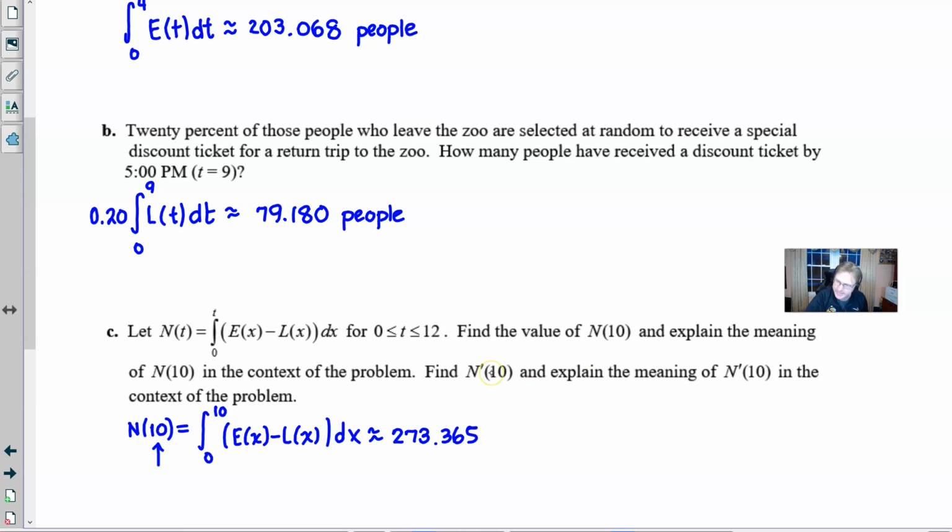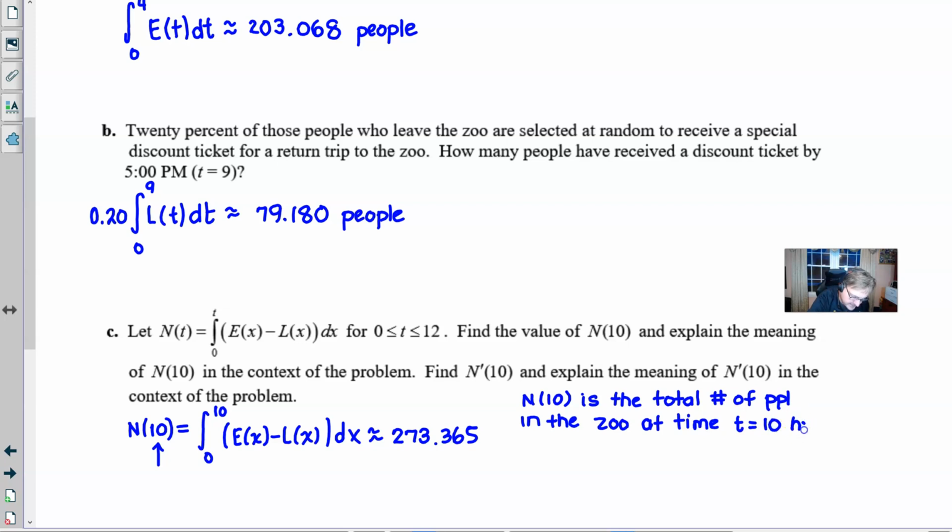So the explanation is n of 10 represents, or we could just say is, the total number of people in the zoo at time t equals 10. And 10 would be 10 hours. Now you could say at 5 p.m. if you wanted to be a little more time descriptive. And that's a great explanation. You're using your NUT: the N is noun, the U is units, the T is time. And you know what? I take that back. Time 10 is 6 o'clock, isn't it? We opened at 8 a.m., so time 10 would be 6 p.m.